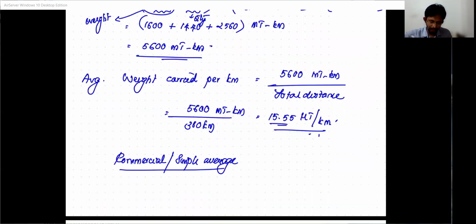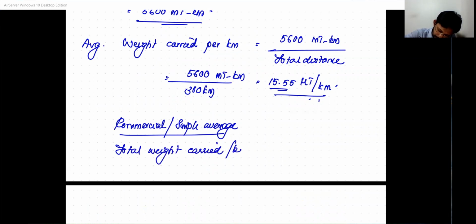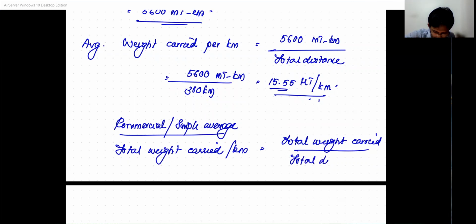Okay, now when you apply simple average, you don't have to take the weighted average. It will be simple average. So total weight carried per kilometer is equal to total weight carried divided by total distance traveled. Okay, and what will be the amount?